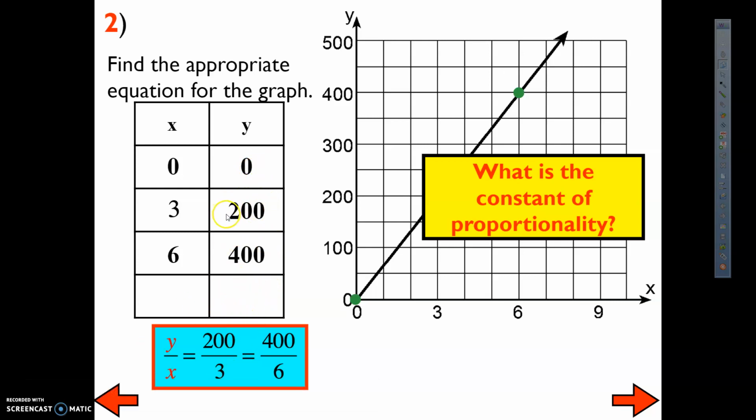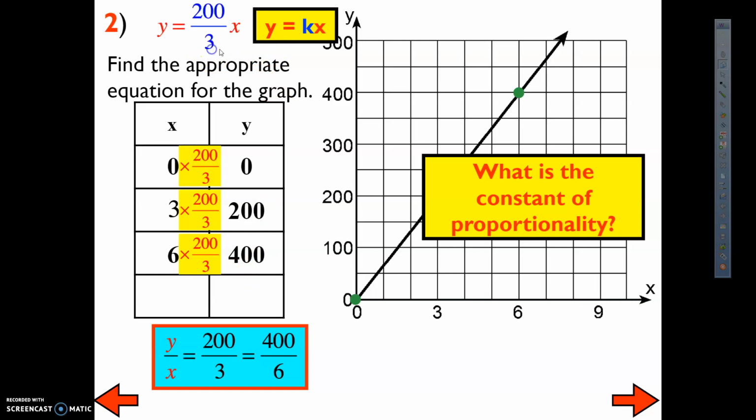Remember, the constant of proportionality is y over x. And so here that would be 200 over 3, 400 over 6. So that means that's what they're multiplying the x's by to get the y. So if that's our k, our equation would be y equals 200 over 3x. And we normally do just leave it as an improper fraction. Here we wouldn't want to change it into a decimal because 3's end up repeating. So we would leave this improper.